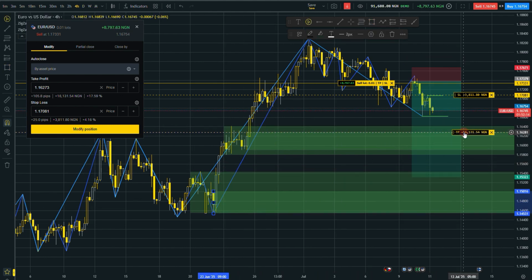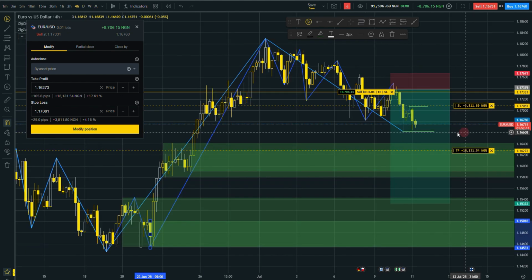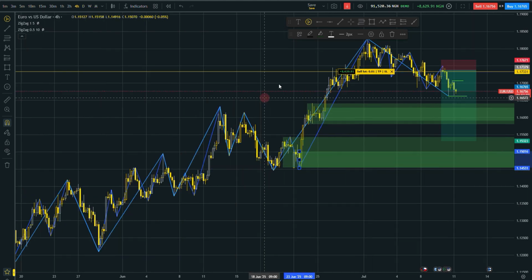You can see my take profit is right at the exact key zone entrance. So let's see how this trade goes. For those who are wondering why I have so many lines on the chart, there's a zigzag indicator, and I've made a video. I'm going to put the link up here for you guys to see.